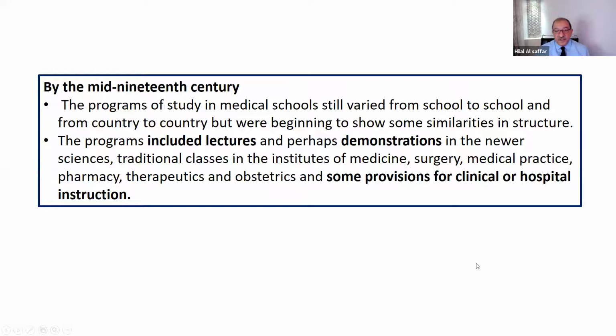By the end of the 19th century, the study program in medical schools varied from country to country. But there were some similarities among these medical schools, mainly in the kind of medical training, including lectures and some demonstrations of the newer sciences, traditional classes in institutes of medicine, surgery, medical practice, pharmacy, therapeutics, and obstetrics, and some provision for clinical or hospital instruction. You can see that most of the training was not hospital-based or clinical-based.